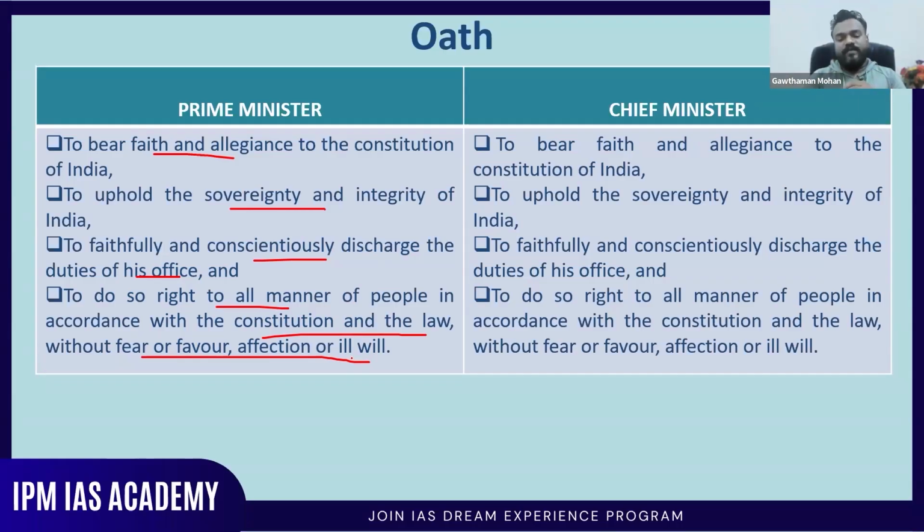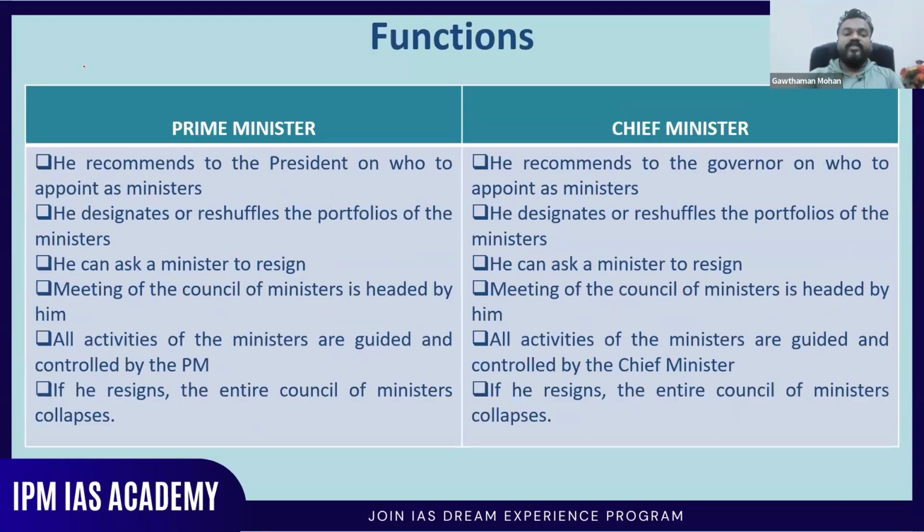The same kind of oath applies to the Chief Minister also. Okay, now coming to the functions. Regarding the Prime Minister, he recommends to the President who is to be appointed as ministers. And in the case of the Chief Minister, he recommends to the Governor who is to be appointed as ministers. Then the Prime Minister designates or reshuffles the portfolios of the ministers, and the same applies to the Chief Minister in the state. The Prime Minister can ask a minister to resign. The Chief Minister can also ask a minister to resign.